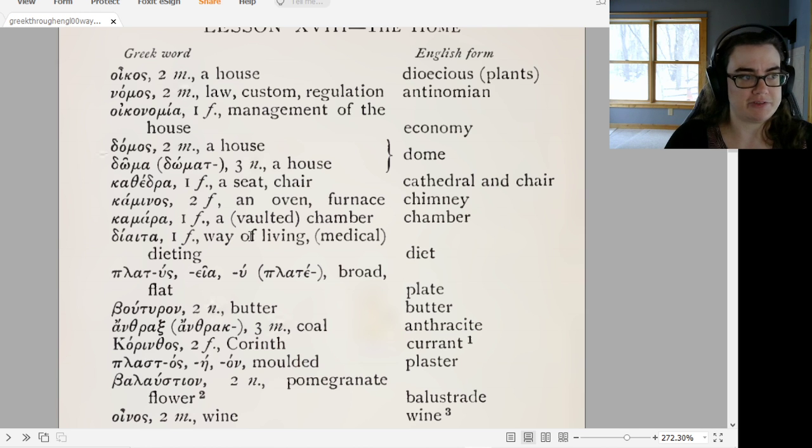Dieta, a way of living, your diet. Right? It's again more like your habit, like your daily routine. Platus, broad or flat. The word plate, and of course, Australians in the chat. Platypus, flatfoot.